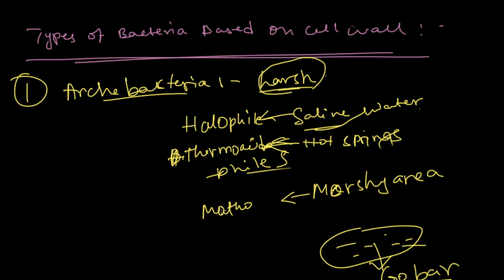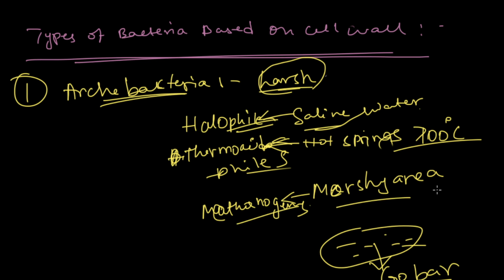Why is it that these bacteria are able to live in these harsh conditions where no life is found, not only humans, no life at all? No life is found above 100 degrees Celsius, no life is found in hypersaline waters, no life is found in marshy areas.